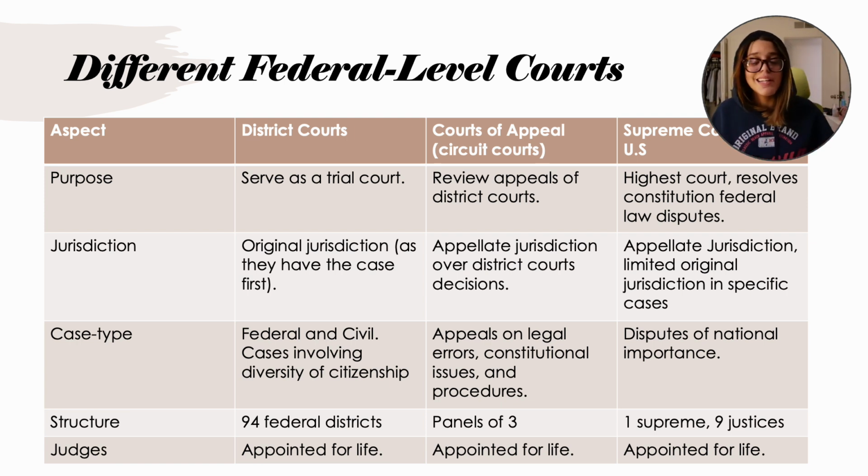Going and following into the case types, they deal with legal errors, constitutional issues, and problems with procedures. So if the district courts didn't handle it the right way, or they didn't consider the right evidence, and you were to appeal it and bring more evidence into the Court of Appeals, they could probably override whatever you just got given in the last court. And usually when you go to the Court of Appeals, it's a panel of 3, and they are also appointed for life.